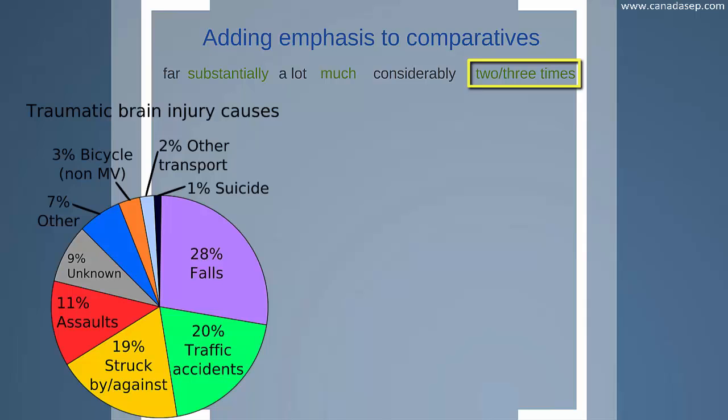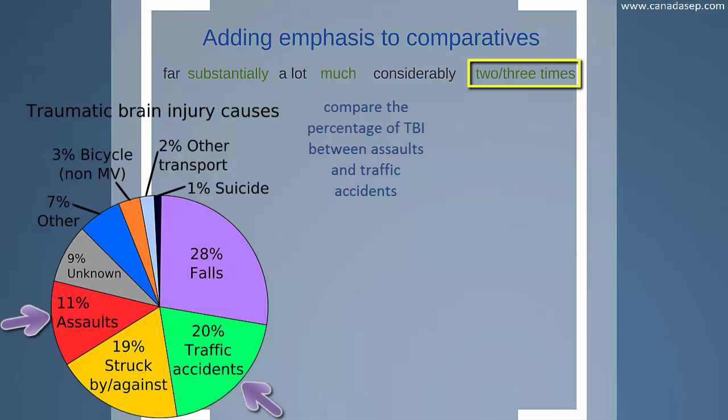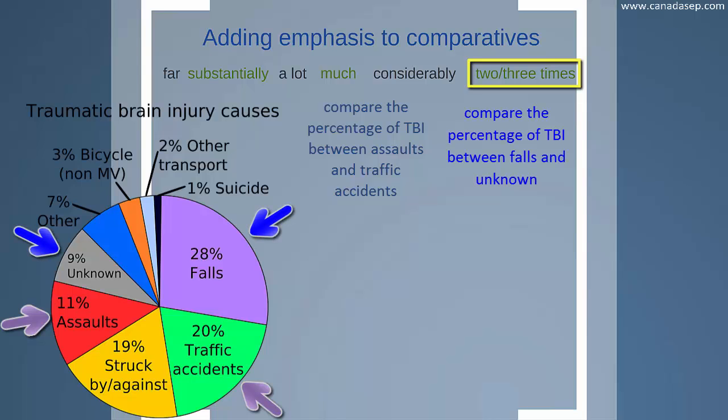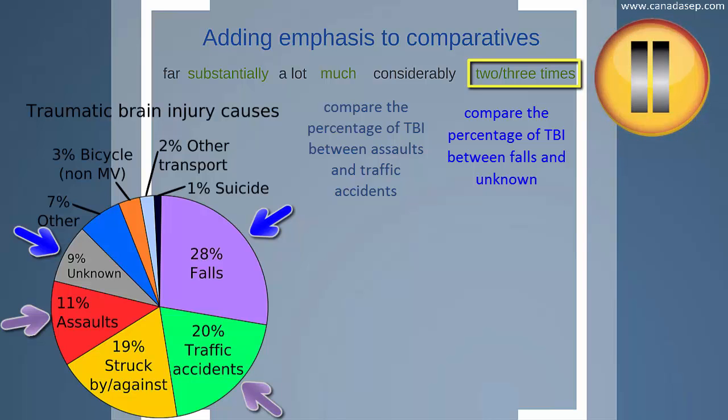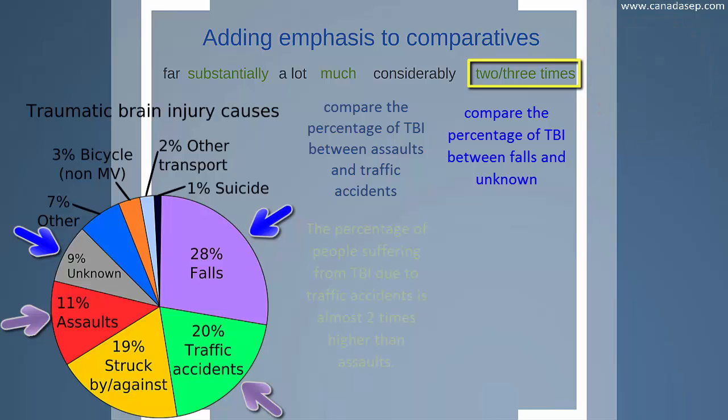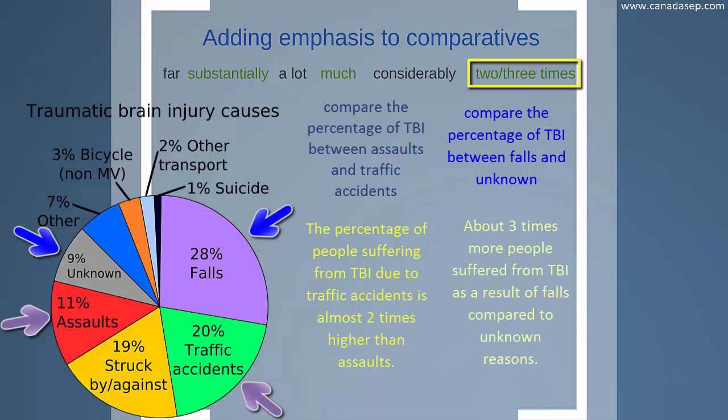In this pie chart, make 2 sentences. First, compare the percentage of TBI between assaults and traffic accidents. Next, between falls and unknown. Pause it now. The percentage of people suffering from TBI due to traffic accidents is almost 2 times higher than assaults. Next one. About 3 times more people suffered from TBI as a result of falls compared to unknown reasons.